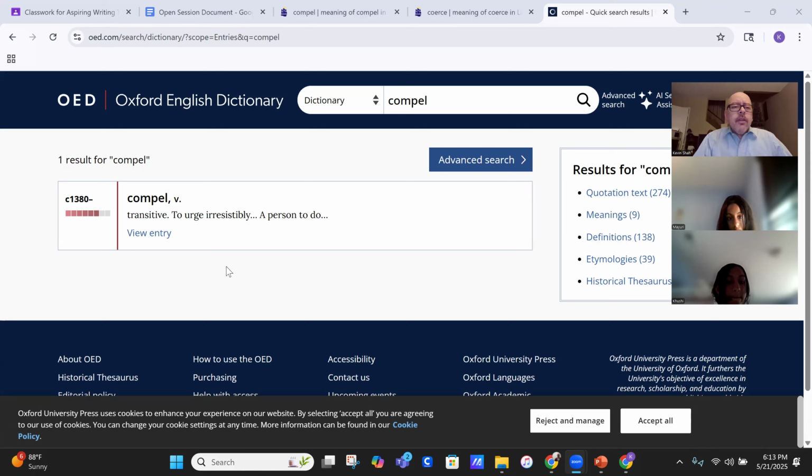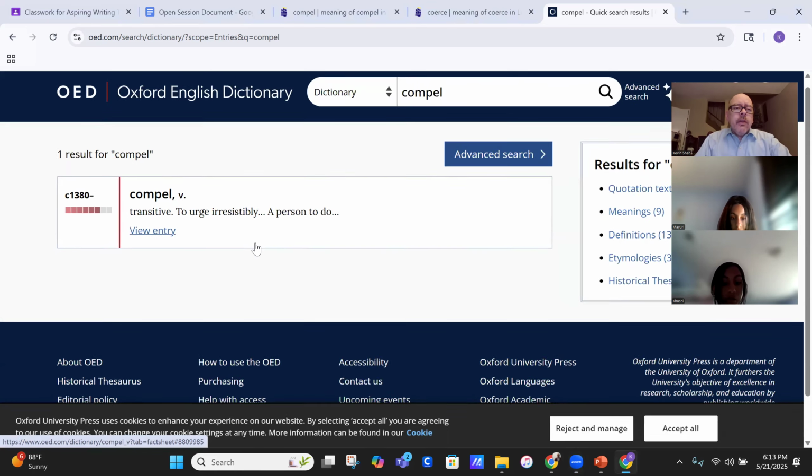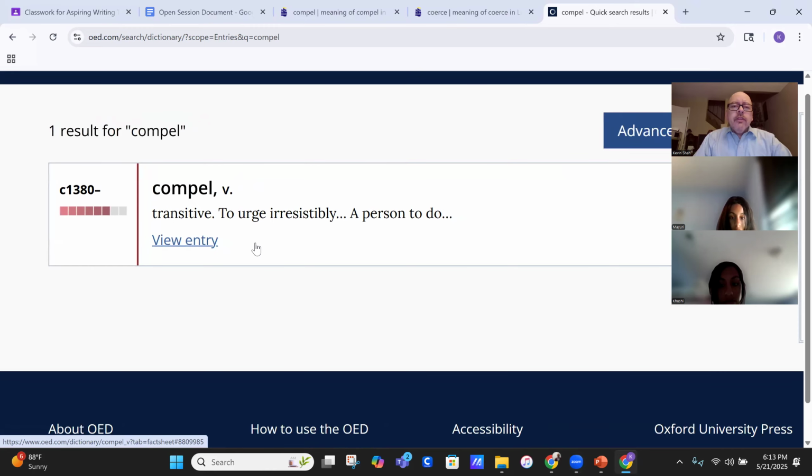I have to kind of say that I'm leaning a little more towards, first of all, that was a very thorough explanation. I really appreciate that. Just some food for thought here as I look at this Oxford English Dictionary: to urge irresistibly a person to do. What I like about this is irresistible. That doesn't necessarily mean in a bad way, right?